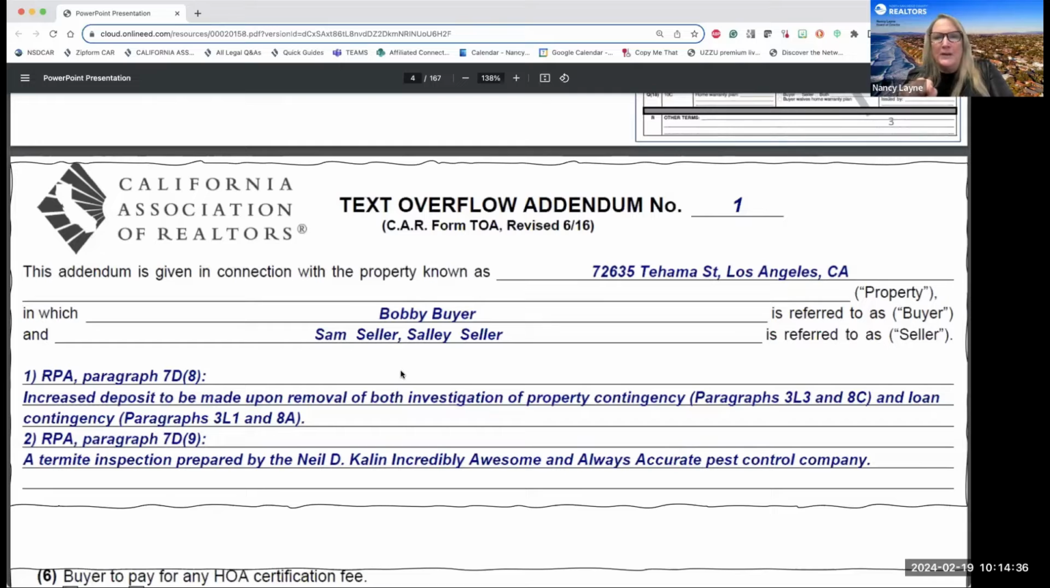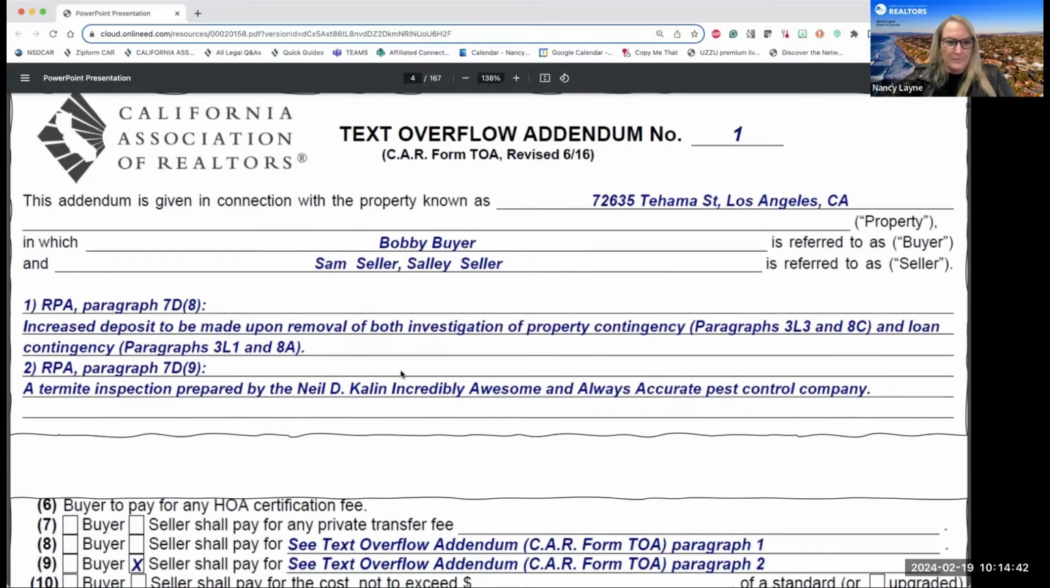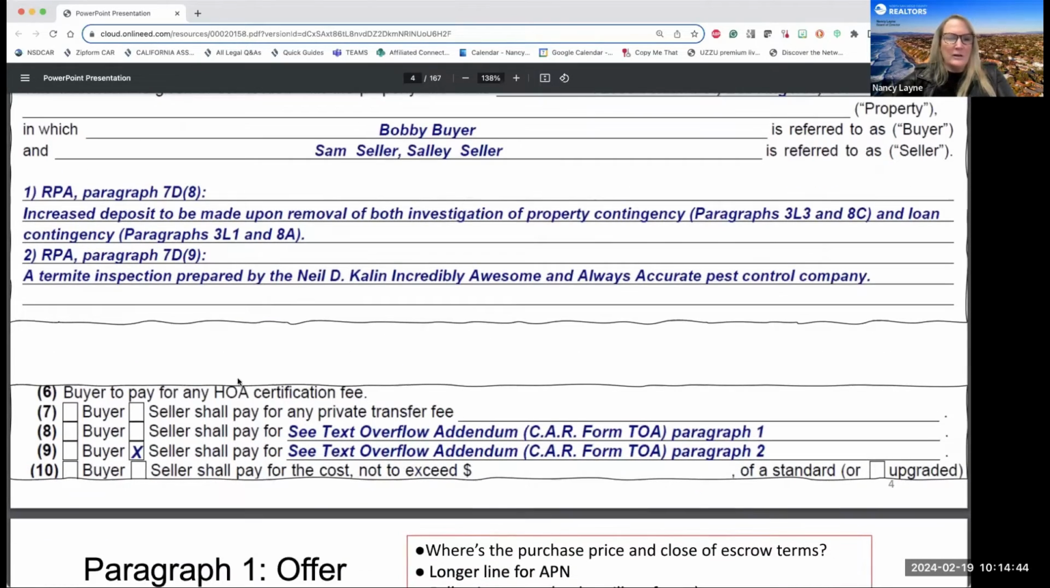So it's not something that you need to write, "termite insp by X company." You can just write it out and it will automatically attach for you. On this section here, it will say, as I mentioned on that text overflow addendum, CAR form, paragraph 2, that's what it's referring to. When you're talking about the termite, that's where it says paragraph 7D9. This is 7D9. It will automatically do the TOA text overflow addendum.